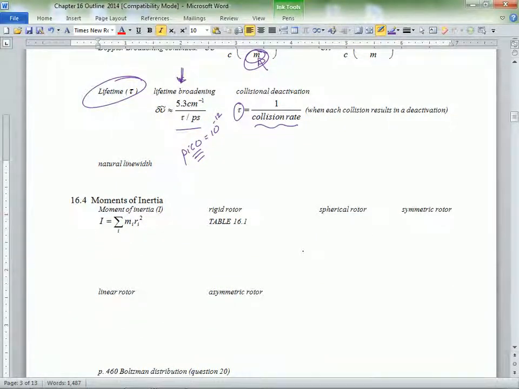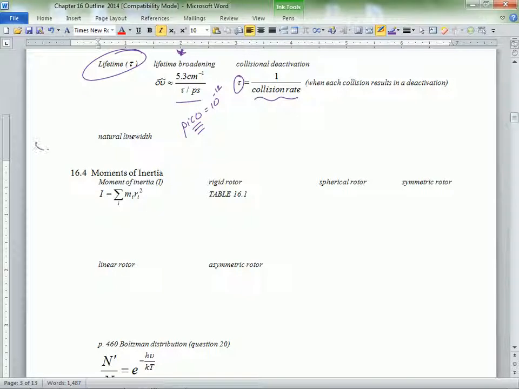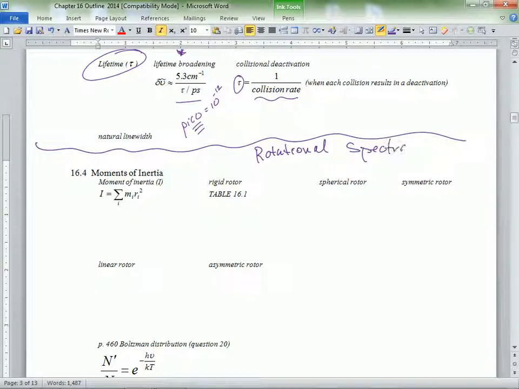So now they're talking about rotational spectra. So they kind of stopped everything here. And they said, hey, now we're going to talk about rotational spectra. All right. And you have moments of inertia. We kind of did this before, right? The distance, right? M would be the mass. R is the distance between your masses, right?